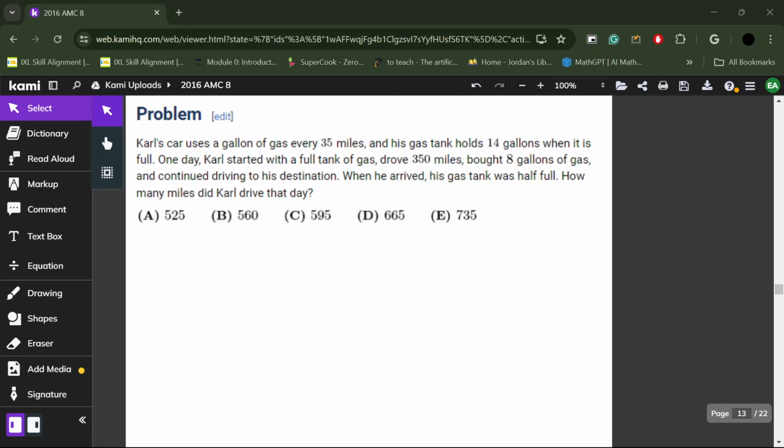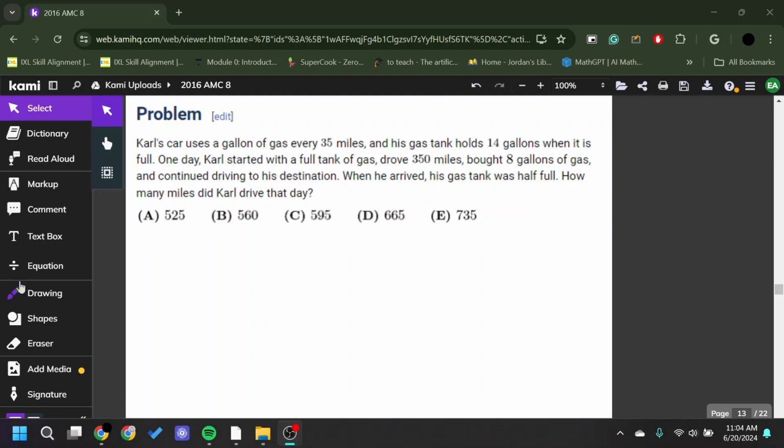Carl's car uses a gallon of gas every 35 miles, and his gas tank holds 14 gallons when it is completely full. One day, Carl started with a full tank of gas, drove 350 miles, bought 8 gallons of gas, and continued driving to his destination. When he arrived, his gas tank was half full. How many miles did Carl drive that day?